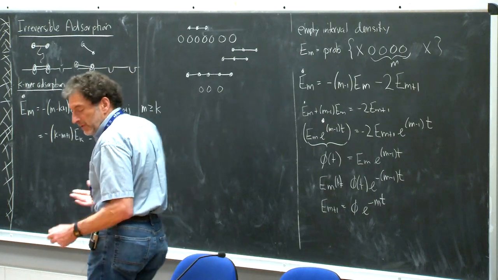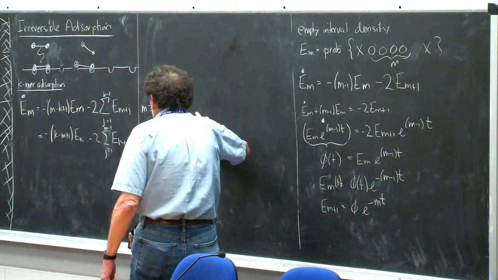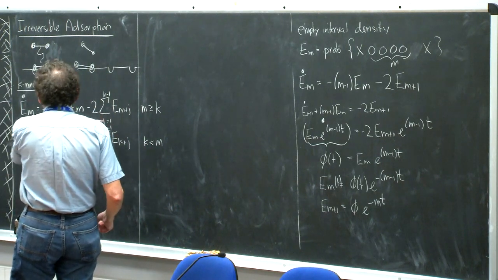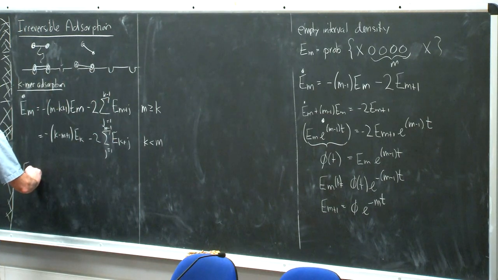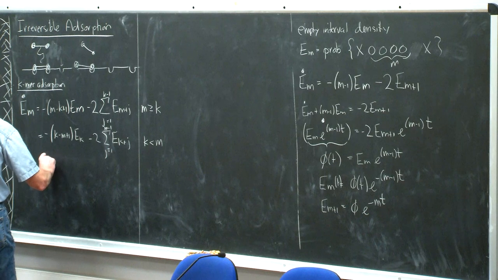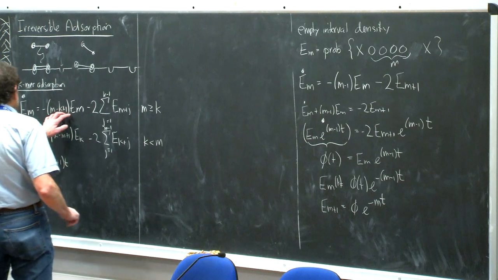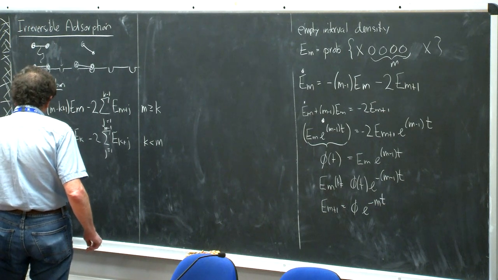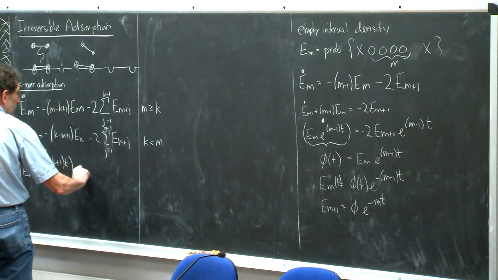So now I'm going to solve the set of equations by exactly the same technique as I did for the case of dimer adsorption. So once again, let's look at this set of equations. And again, we have a similar structure. So let's write this as E_m times e to the (m minus k plus 1)t. So I bring this to the left-hand side of the equation. And if I multiply through by e to the (m minus k plus 1)t, the left-hand side is exactly this.